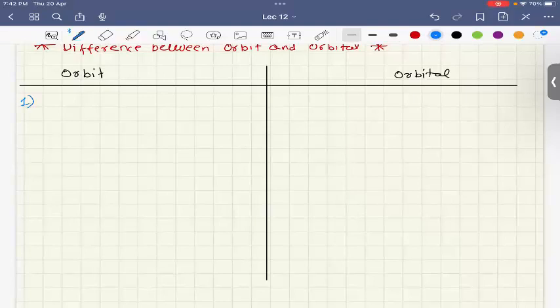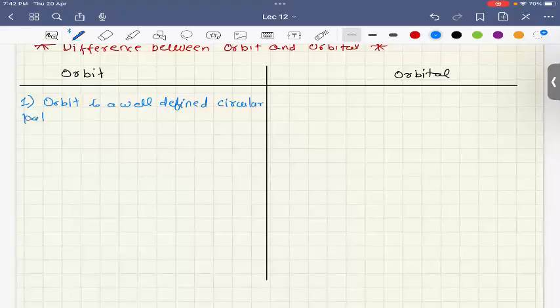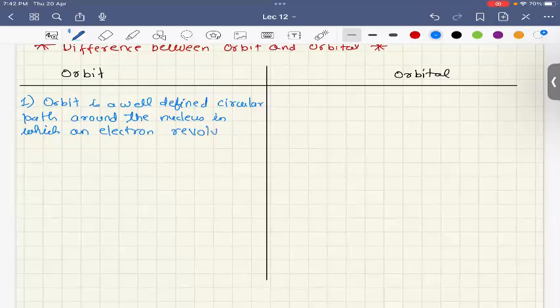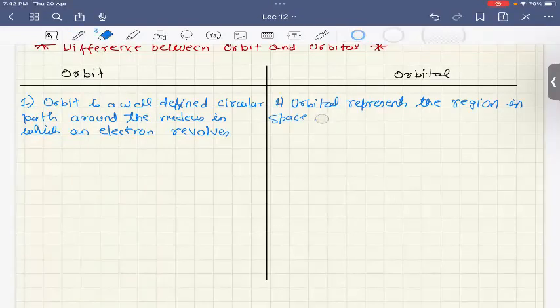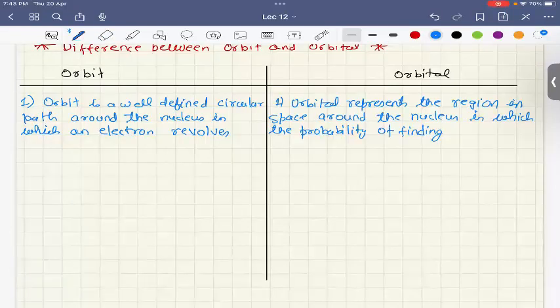Orbit is a well-defined circular path around the nucleus in which an electron revolves, whereas orbital represents the region in space around the nucleus in which the probability of finding the electron is maximum.